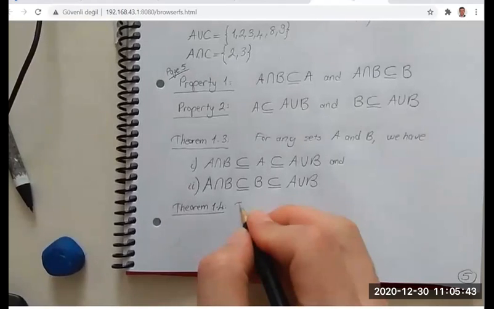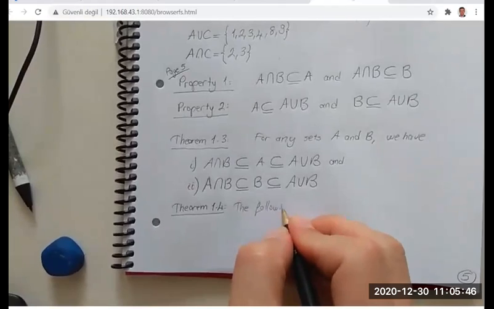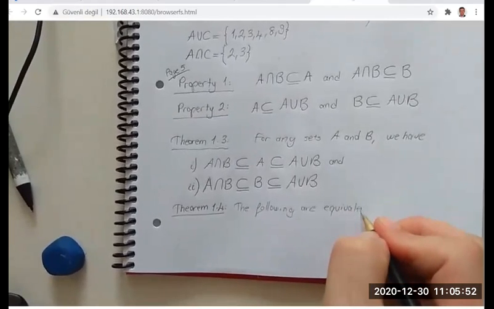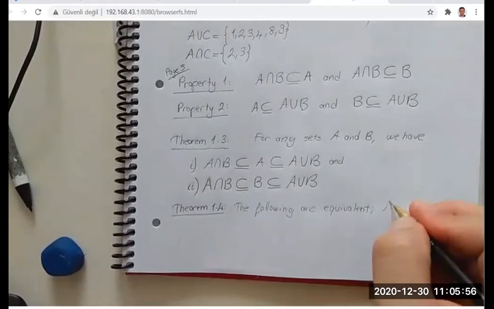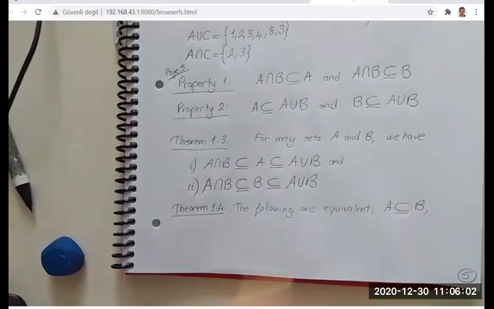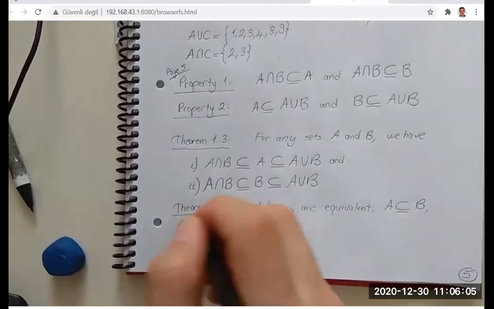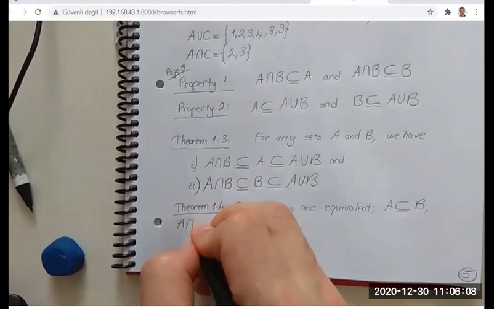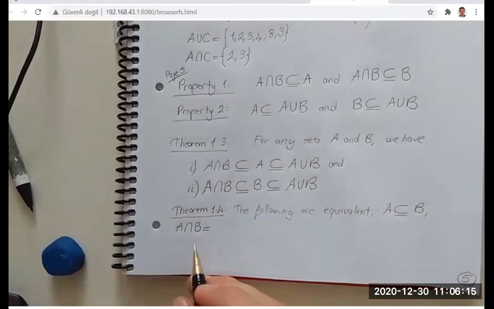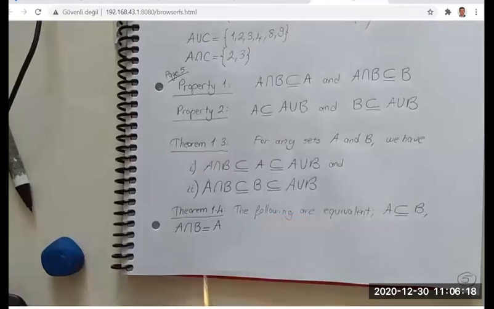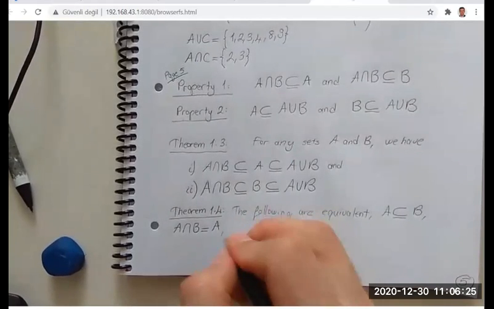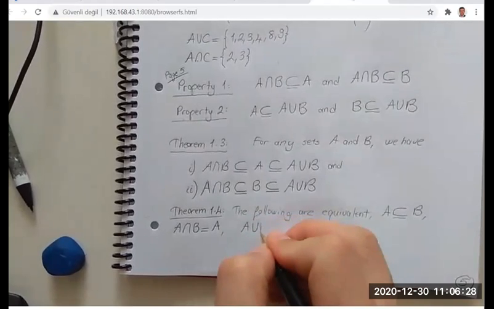The following are equivalent: A is contained by B; A intersect B is equal to A; A union B is equal to B.